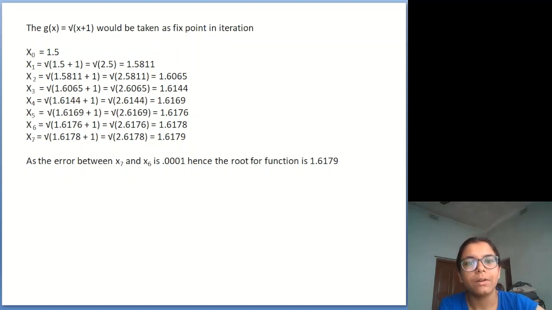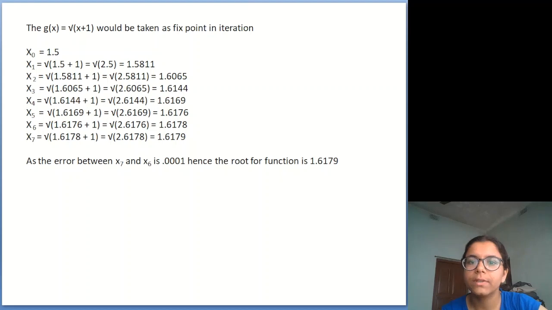And so after taking the x0, we would now conclude with our x1 is equal to root of 1.5 plus 1, then just calculated, which was root of 2.5, which gave us an answer of 1.5811.